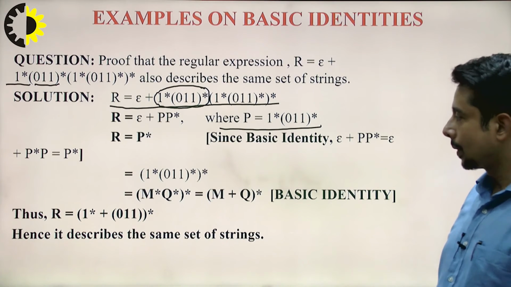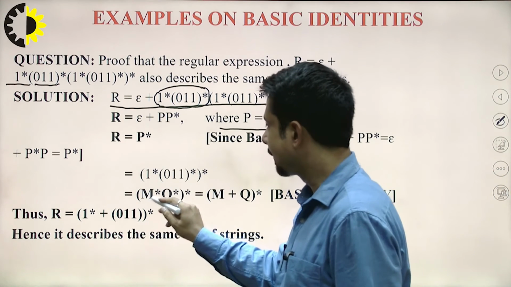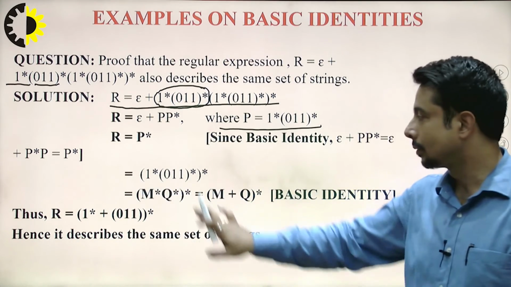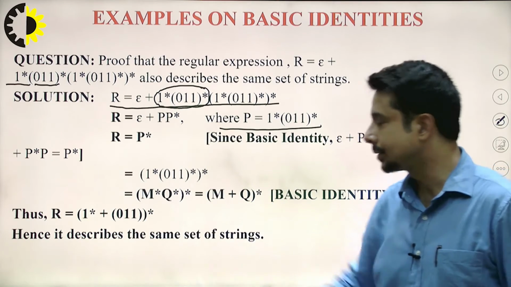Now if you look properly, I can write 1 as M and 0 1 1 as Q. Two expressions, right? One is M and 0 1 1 is represented by Q.